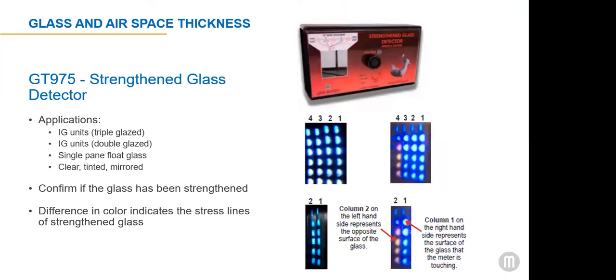There's 4 examples on the screen, 2 with a double pane and 2 with a single pane. In each, the right-hand side shows the heat strengthened glass. On the top, one of the 4 columns, it shows a different color on the number 4, which indicates that the outer pane is strengthened. On the bottom, there's a different color on the number 2, indicating that this pane is strengthened, since it is single pane.